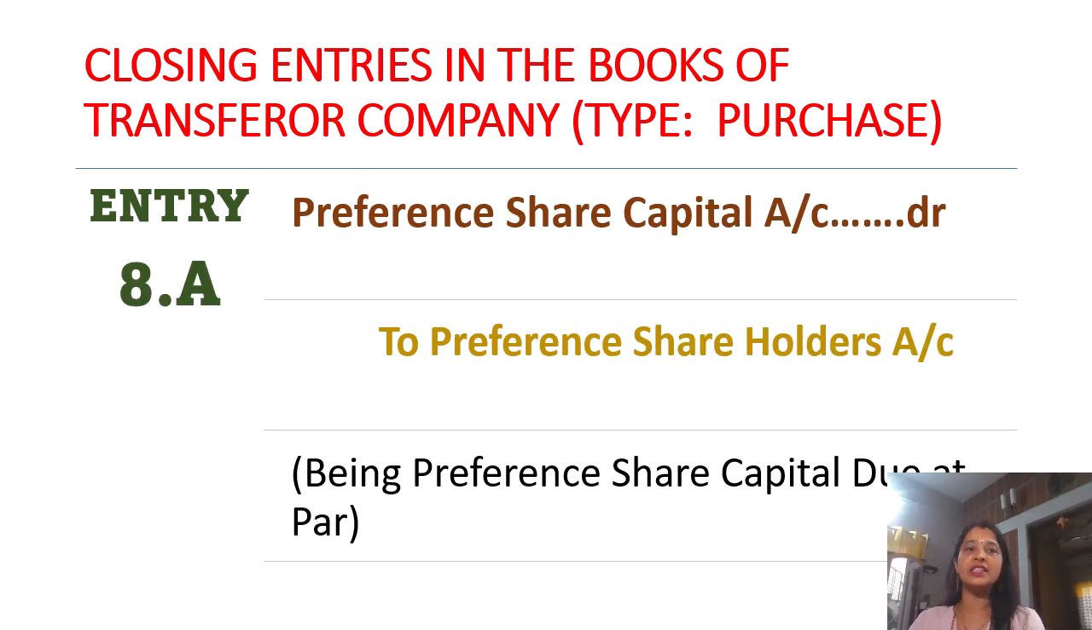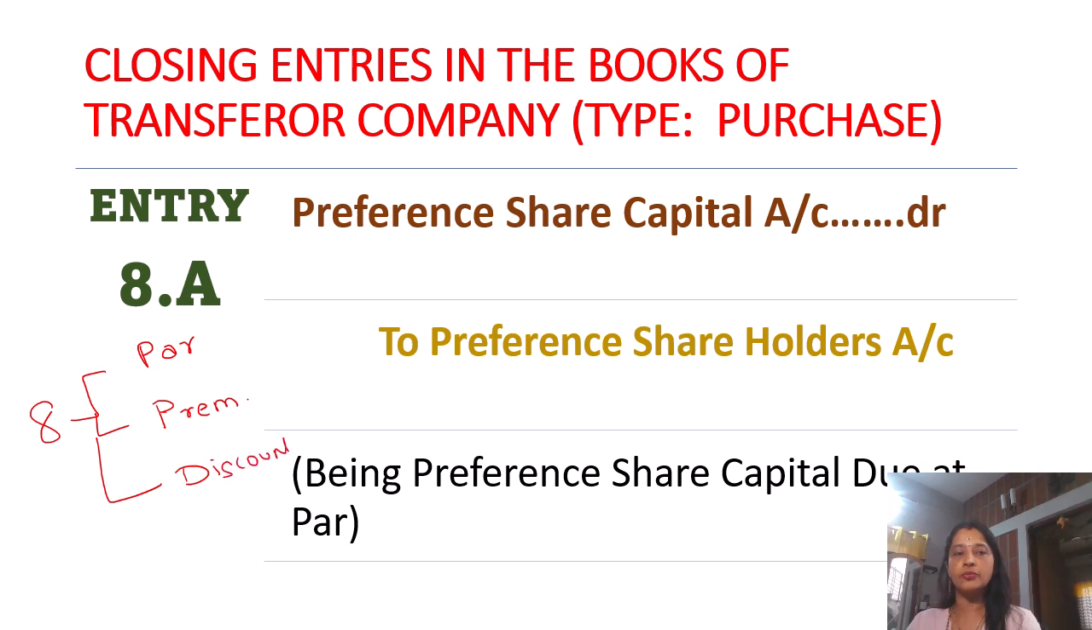Now the next entry is for closing preference share capital. Here also the 8th entry will have 3 cases. Either you close preference share capital at par, or at premium, or at discount. If you are closing at par, this is the entry 8A. The upcoming slides will be 8B and 8C.